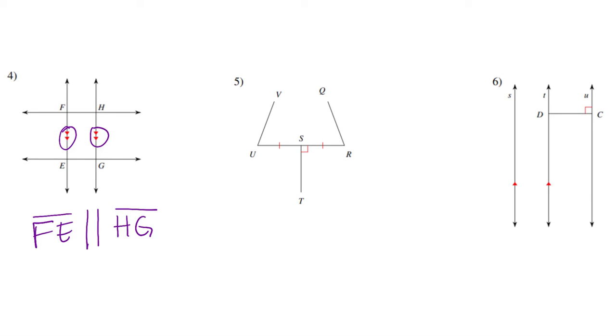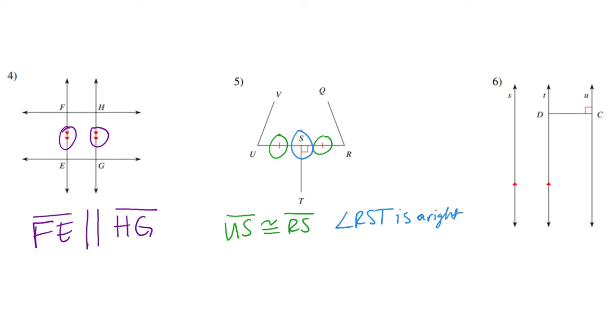All right, looking at number 5, we have 2 sets of things actually that we can say here. First thing we want to look at is that we have these 2 segments marked congruent. So we can say that US is congruent to RS. And then we can deal with this right angle right here. So we can say that angle RST is a right angle, which means it's 90 degrees. And we can also say, because we have that right angle there, that line UR is perpendicular to line ST.